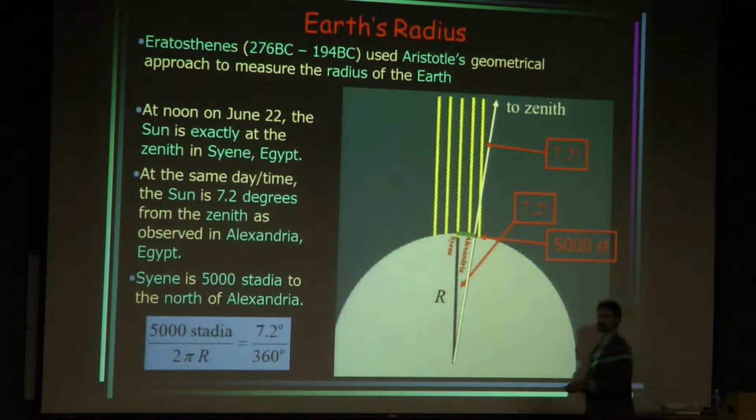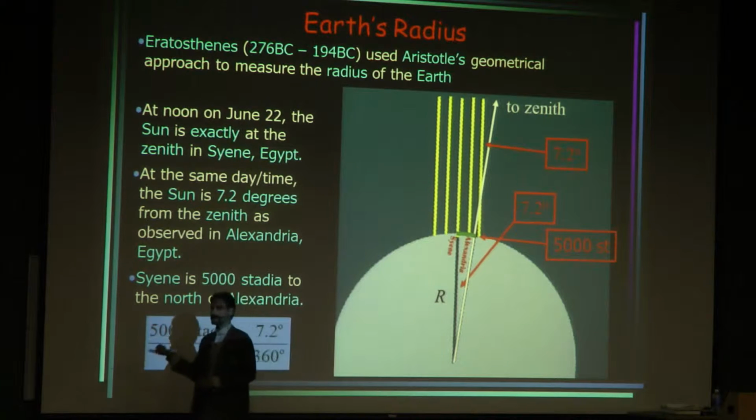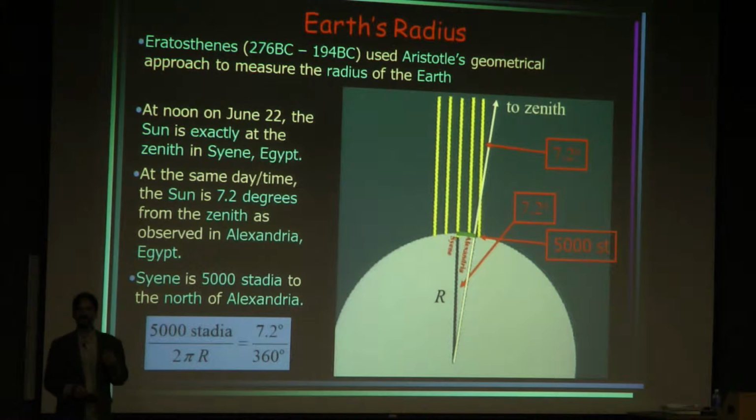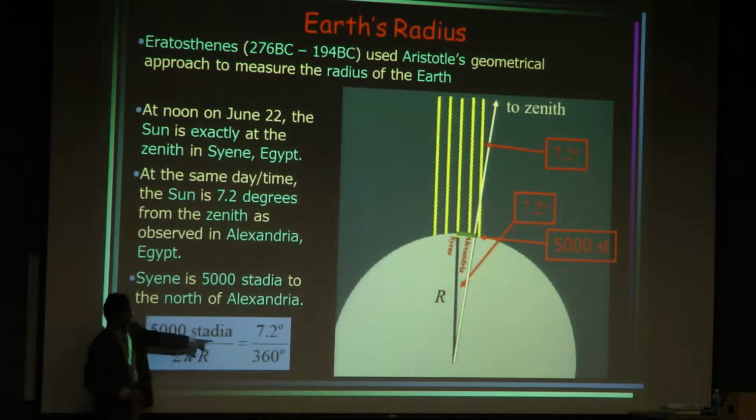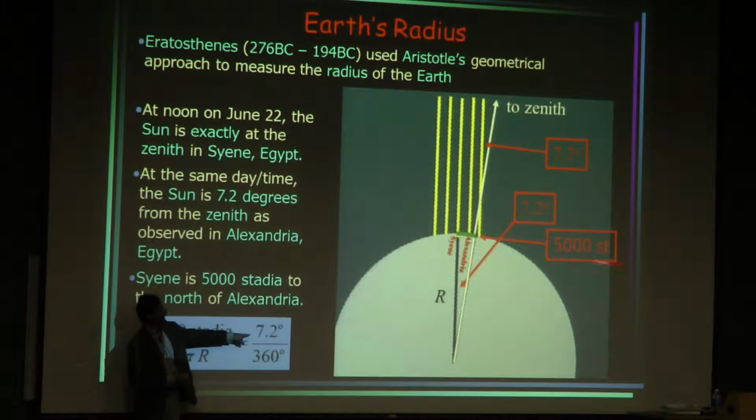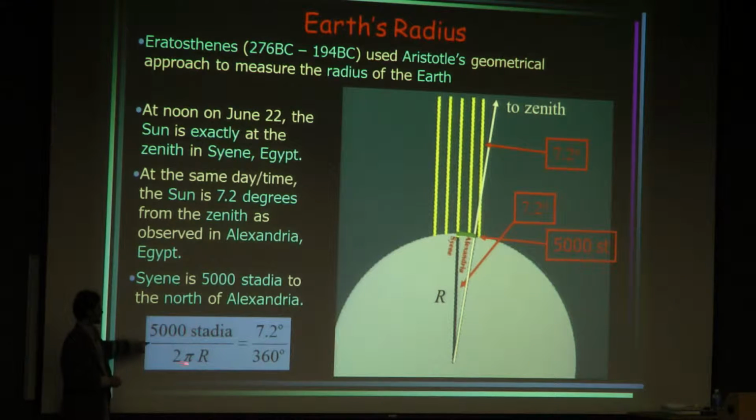It's a ratio thing. We know there's 360 degrees all the way around a circle, right? So we know that the fraction of 7.2 degrees out of 360 has to be the exact fraction of that part of that distance over the full circumference of the Earth, the ratio. So this little angle here, 7.2 degrees, has to have the same relationship to the 360 that the 5,000 stadia has to the full circumference of the Earth. Okay, does that make sense?